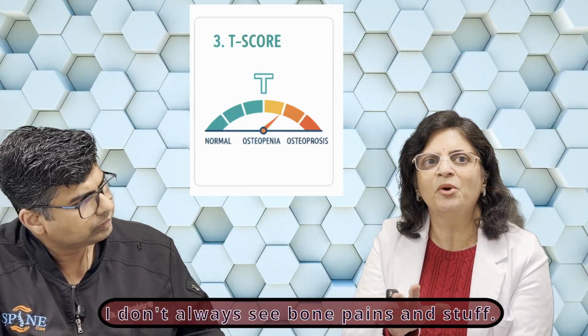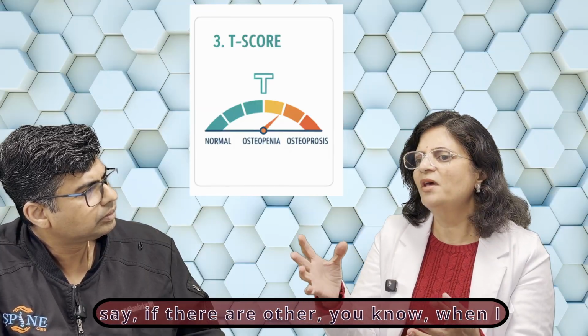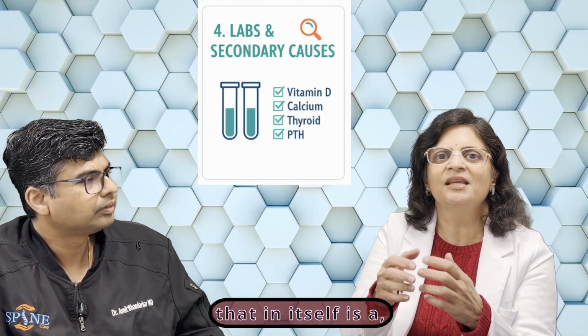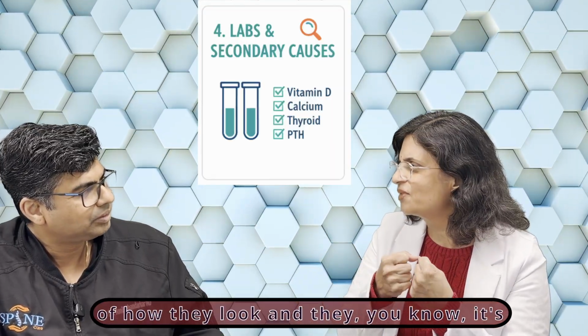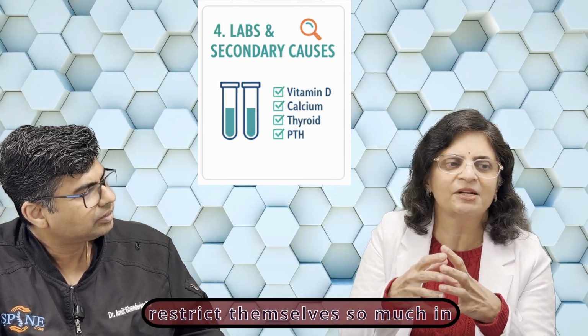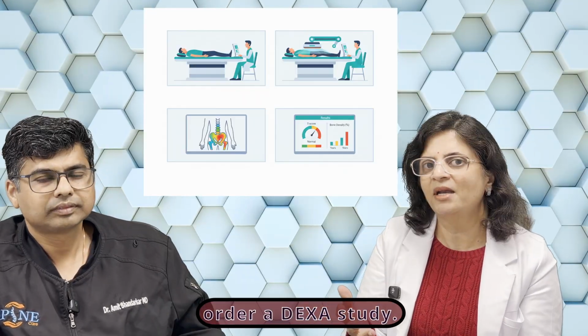I don't always see bone pains and stuff. So if there is no fracture history, when I see a very, very lean person, that in itself is a risk. Lately, people are so conscious of how they look, and it's good that they exercise, but they restrict themselves so much in terms of diet, and they sometimes have low body weight, and if they have a family history, they're genetically predisposed to having weak bones or osteoporosis. I would then talk to them about this and test them, meaning order a DEXA study.